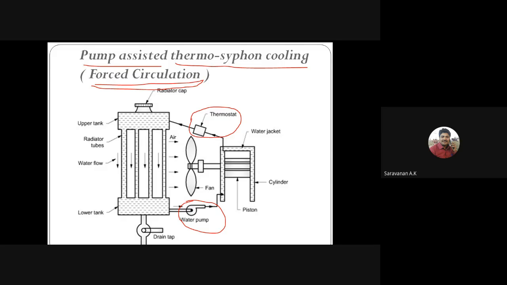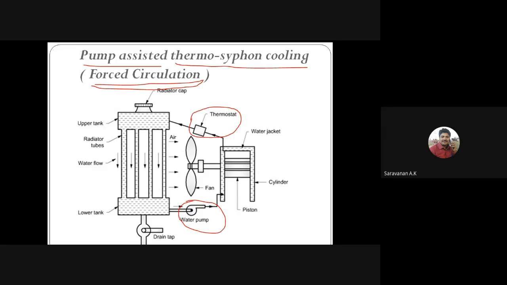To overcome this, we are introducing this type of cooling system: the forced circulation cooling system. In this forced circulation cooling system, a centrifugal pump is used. So we are using a pump, and the pump will be of the centrifugal type. That pump assists the water circulation in the water jacket.